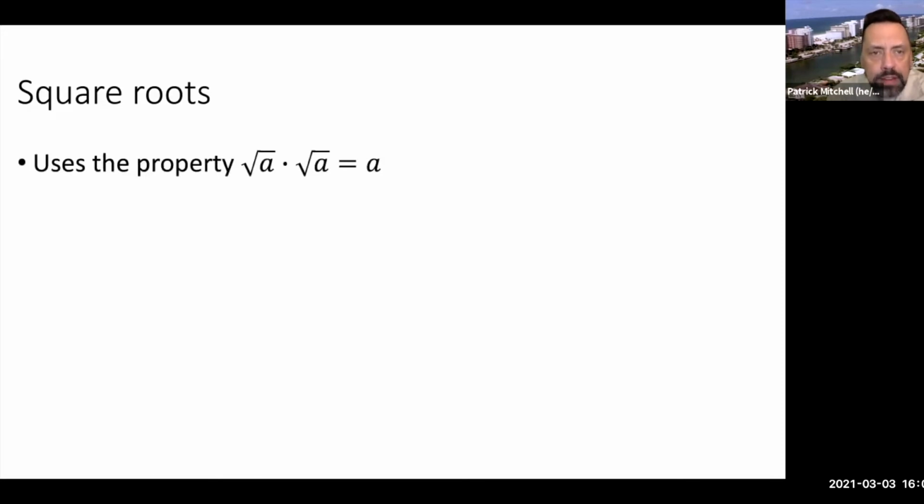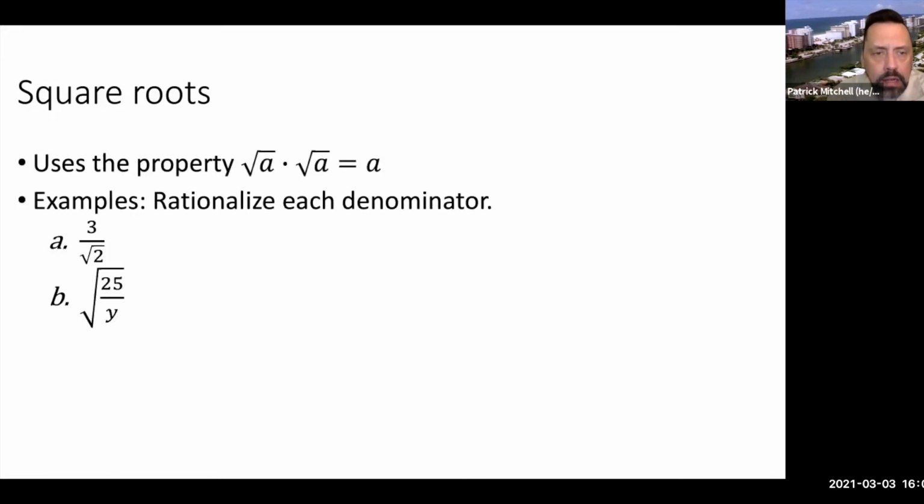All right, so again, if you're rationalizing the denominator and there's just a single square root in the denominator, you just multiply the top and the bottom by that square root. It is helpful, I think, to simplify that square root first, if it's not already in simplest form. All right, so let's look at these four examples. I'm going to switch back to the tablet.